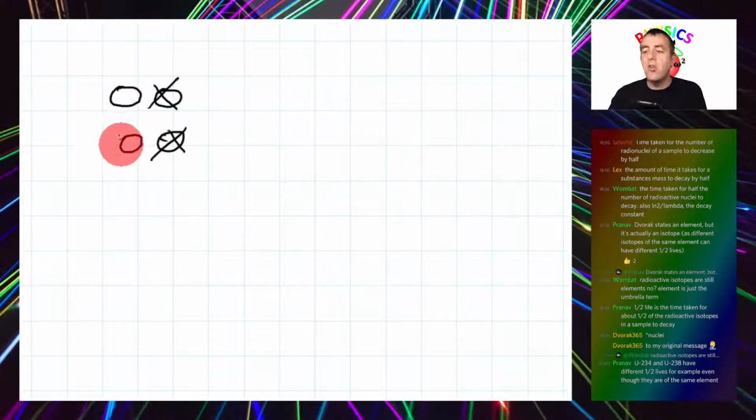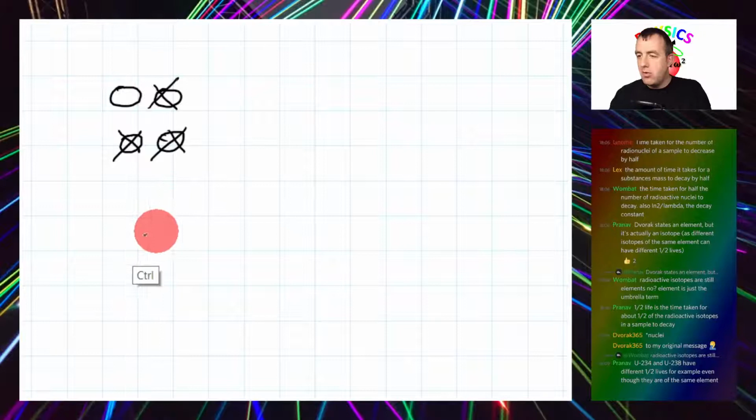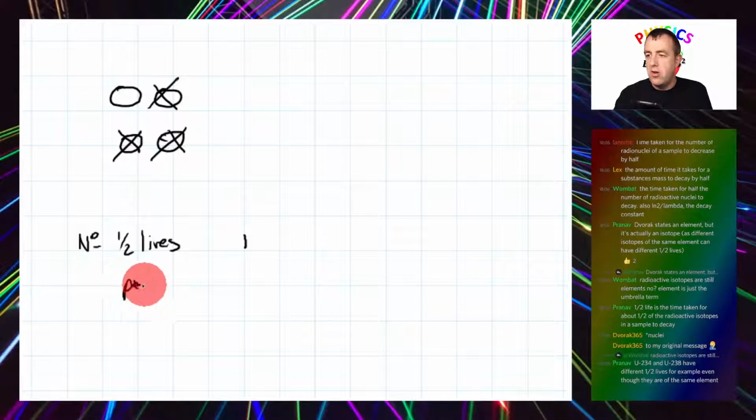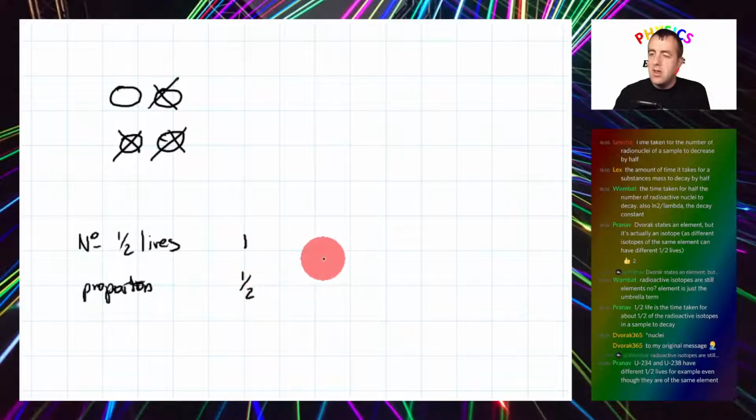That's in one half-life. Maybe a half-life's a year. So 1 year later, I've only got 2 of these nuclei. Another year later, I'm not going to end up with 0. I'm going to end up with 1. You just halve it each time. So let's do a little table here. This is number of half-lives. In one half-life, I have, and this is going to be proportion, a half of the original radioactive nuclei remaining.